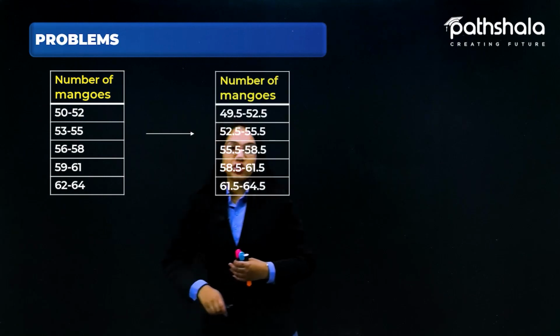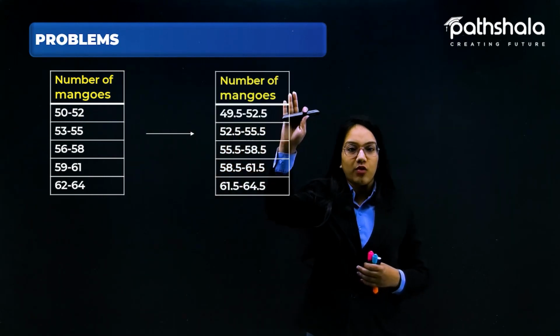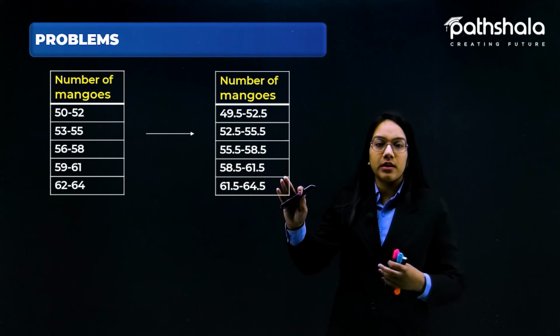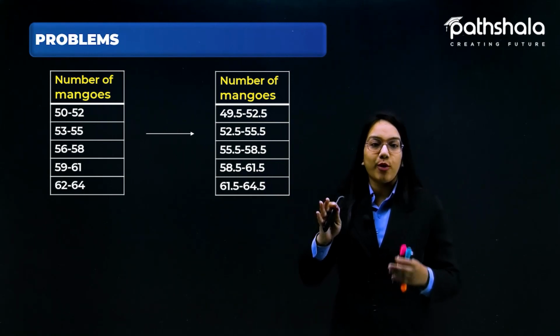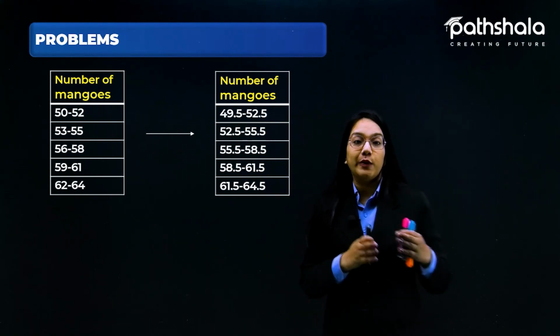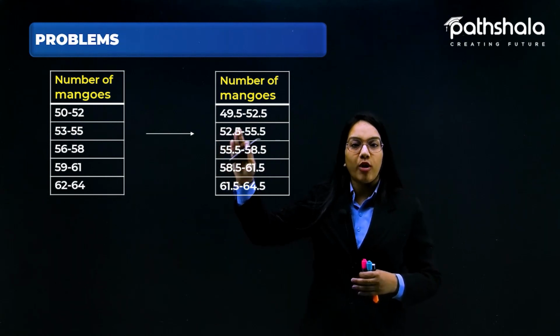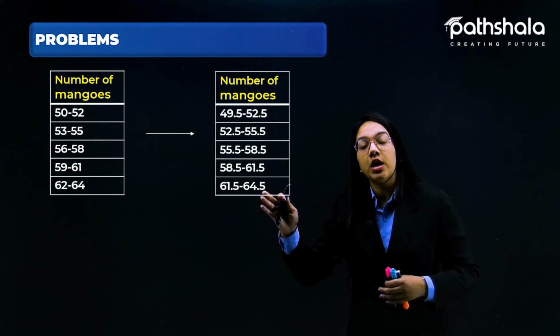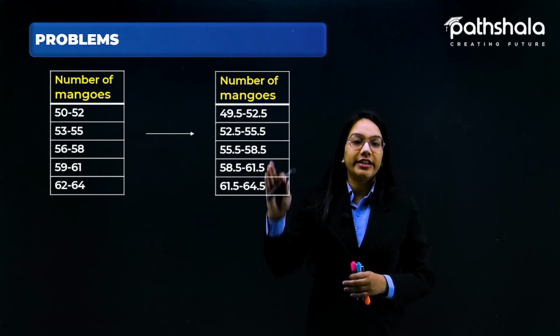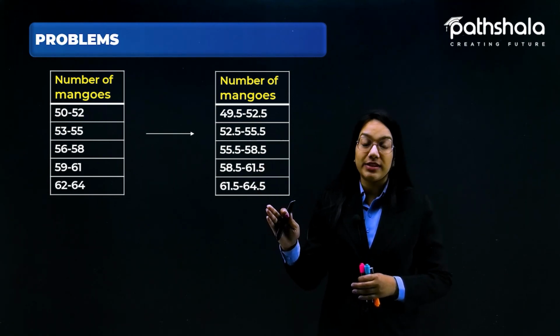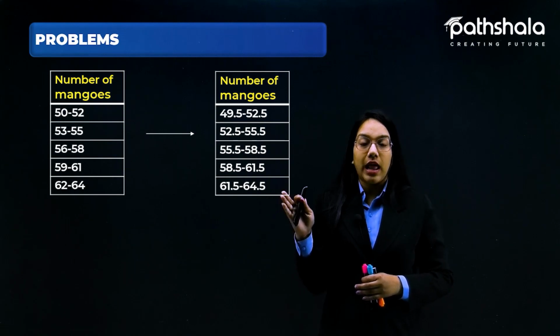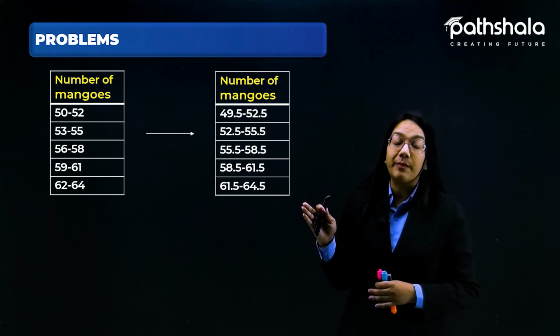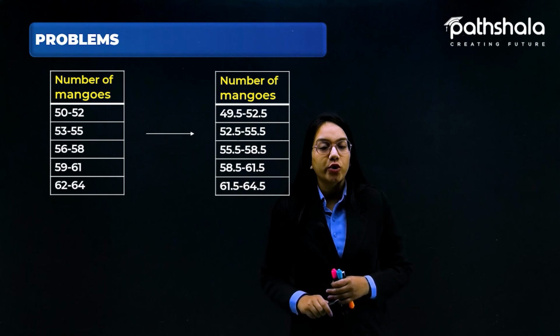Now I have converted all these intervals: I have subtracted 0.5 from the lower limits and added 0.5 to the upper limits. So this would be 49.5, 52.5, 52.5, 55.5 and so on. Now you can see that the intervals are continuous and each has a class size equal to 3. Now let's move on to finding the mean.